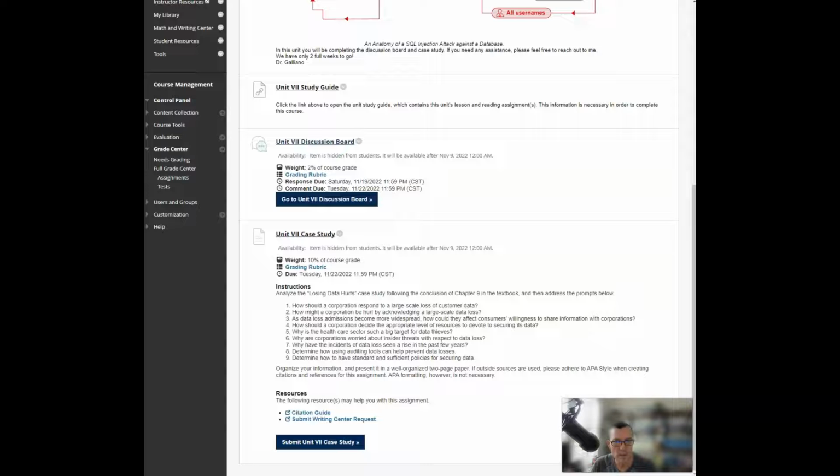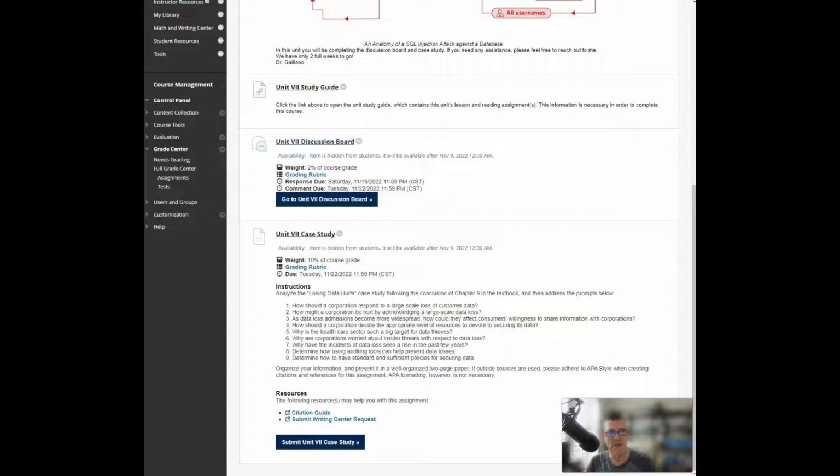Those are, how should a corporation respond to a large-scale loss of customer data? How might your corporation be hurt if you acknowledge that data loss? And as these kinds of omissions become more widespread, how might they impact your own willingness to share your information? How should a corporation decide the appropriate level of resources to devote to securing data?